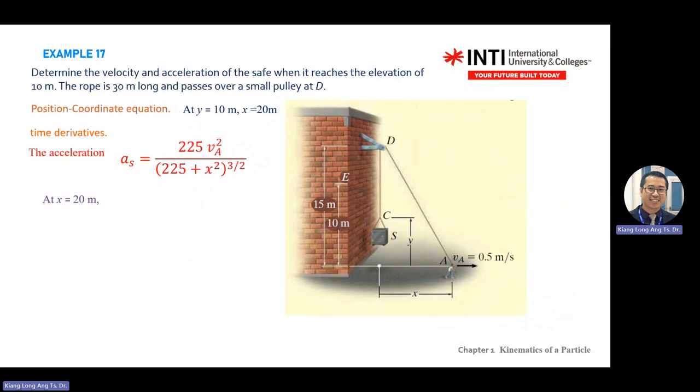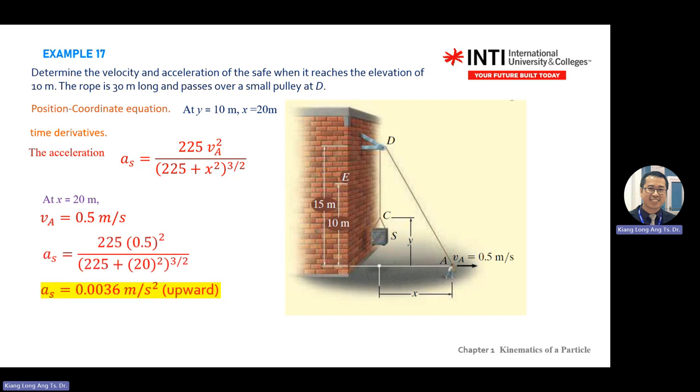I won't give you this complexity in test one, but I'll give you this one maybe in final exam. But I'll give you hints, chain rule will be coming out and so on if this kind of question comes out. Okay, so you substitute x value, Va inside here, you can find the answer. Positive means moving upward.